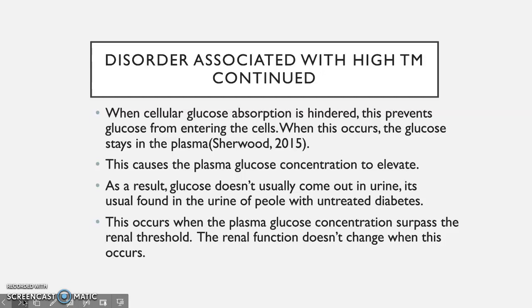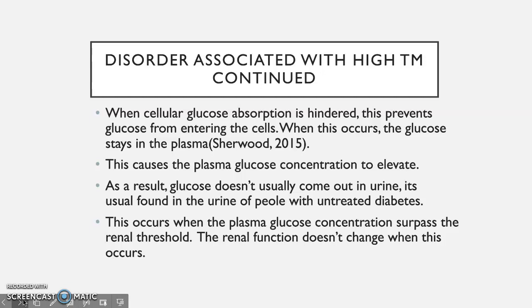Disorders associated with high tubular maximum, Tm, continue. When cellular uptake is impaired, glucose that cannot gain entry into the cell stays in the plasma, which causes an elevation in the plasma glucose. Consequently, although glucose does not normally appear in urine, it is found in the urine of people with untreated diabetes.